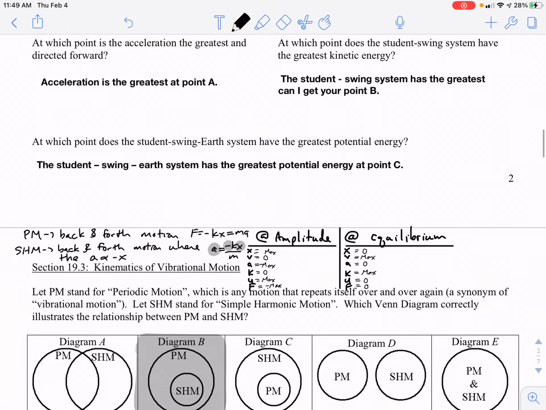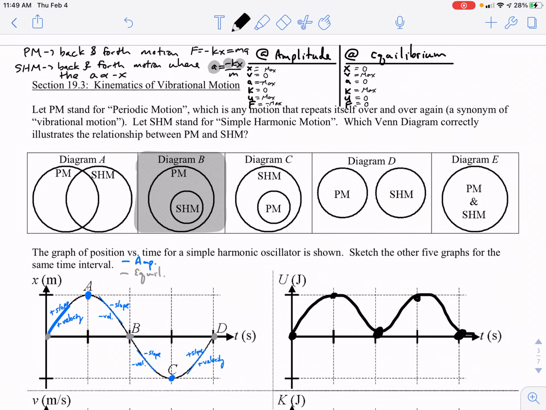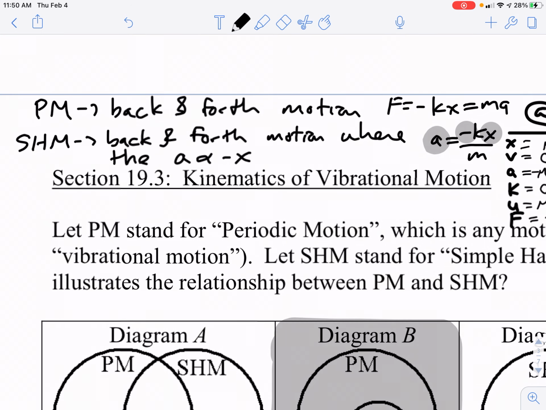Turn in your notes to page 3. And let's briefly review some of the concepts that we went over in last class. To begin with, basic periodic motion, as I mentioned earlier, is any back and forth motion. Simple harmonic motion, which we're going to abbreviate SHM, is a more specific level of back and forth motion. It's back and forth motion in which the acceleration is related to the negative of the displacement.